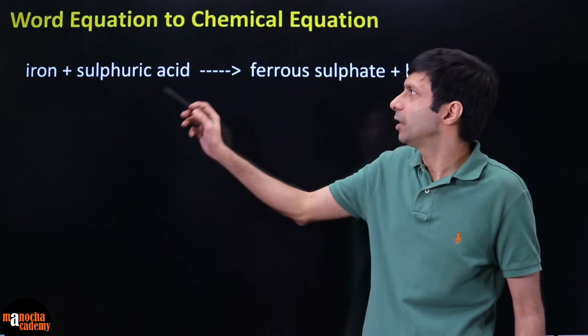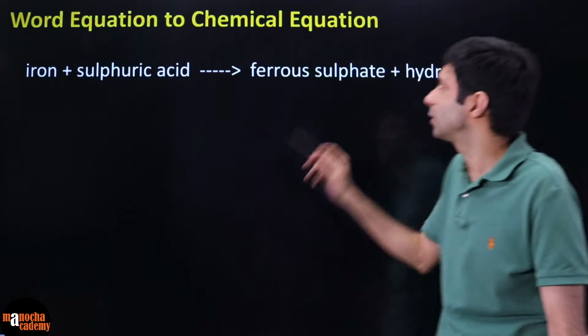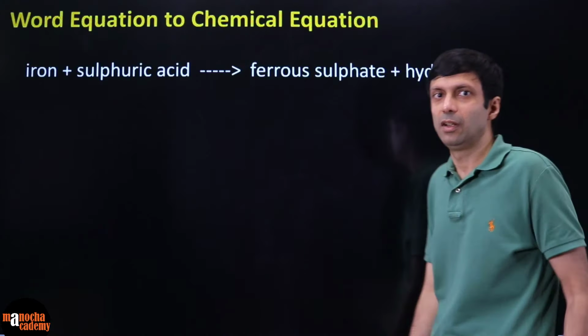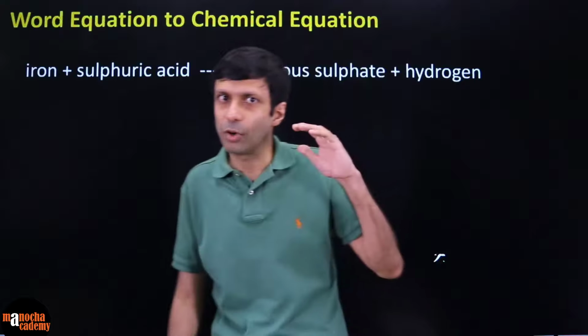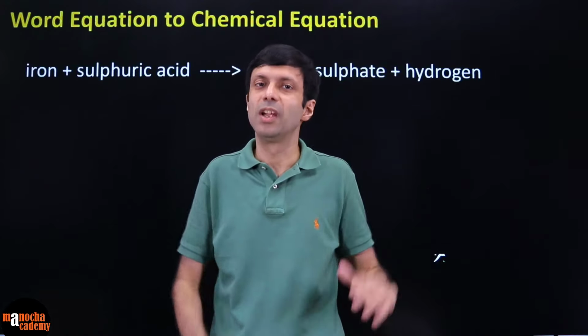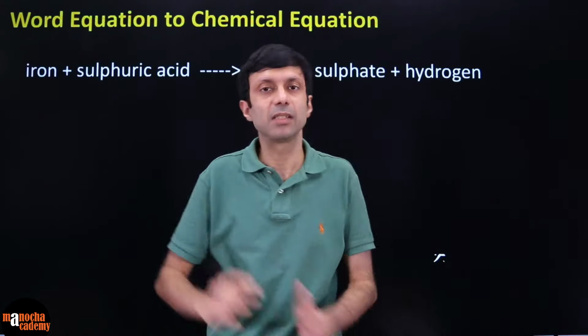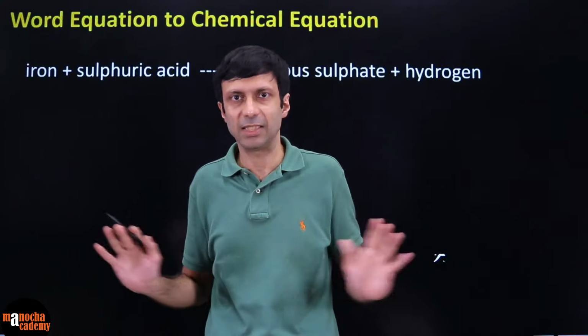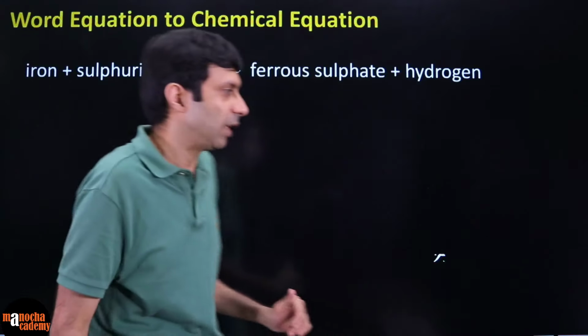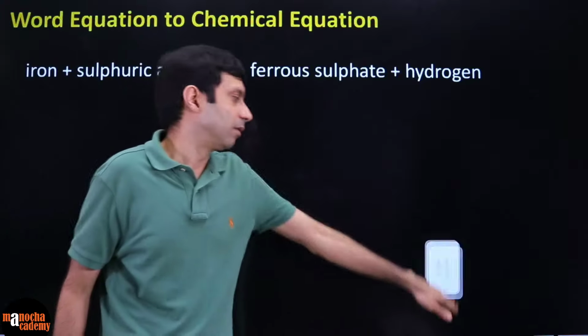So what is our equation here? Iron plus sulfuric acid gives us ferrous sulfate plus hydrogen. Again, go step by step. Remember, you have to represent it in terms of molecules using atomicity for elements and valency for compounds. That's it. That's all. Okay. So let's start off one by one.